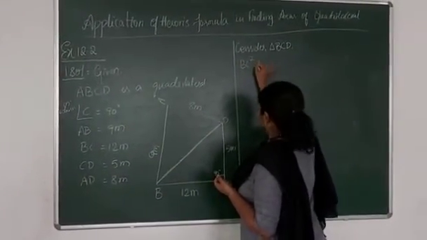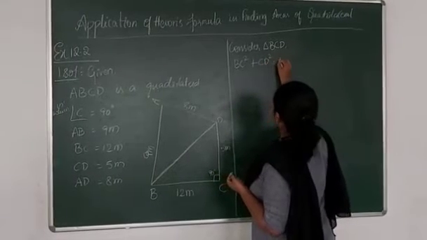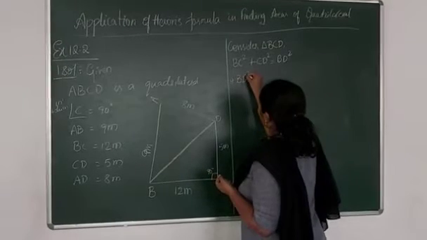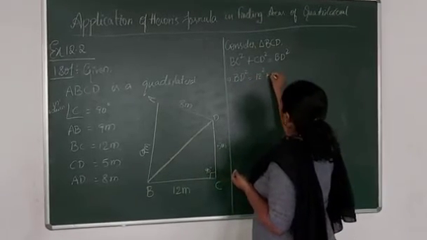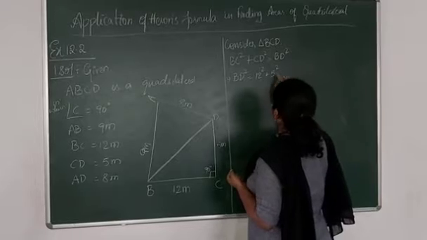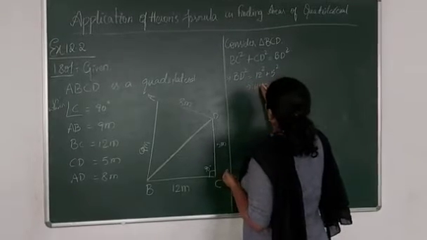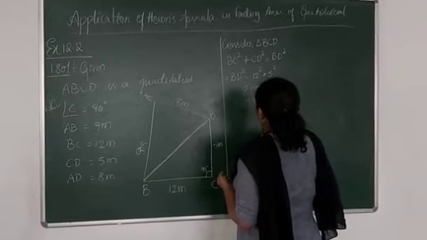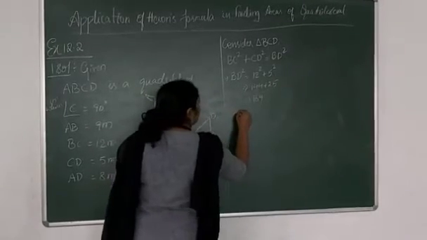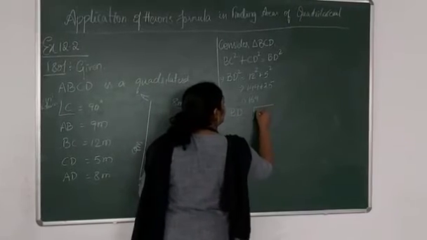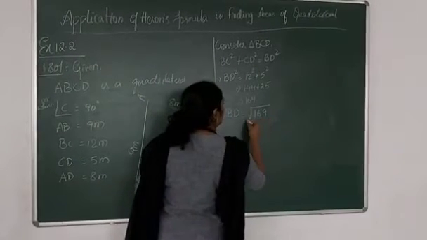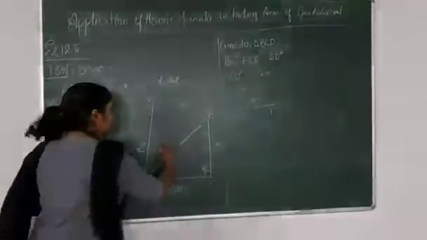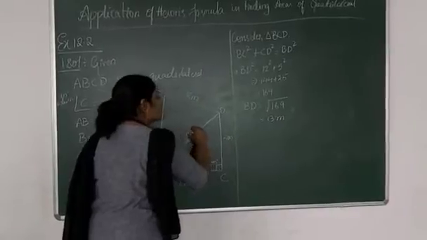Here BC square plus CD square is equal to BD square. So that implies BD square is equal to 12 square plus 5 square, which is 144 plus 25, and that will be 169. Therefore, the length of BD is square root of 169, which is 13 meters. Right? Now that we know the length of BD here, we can.